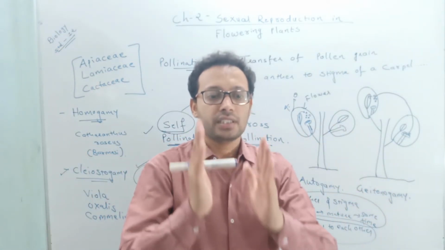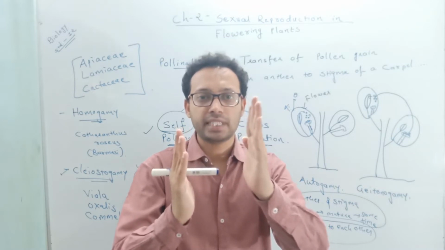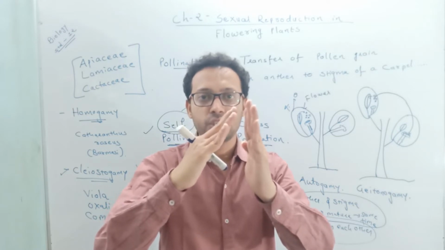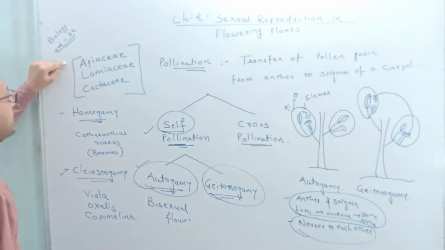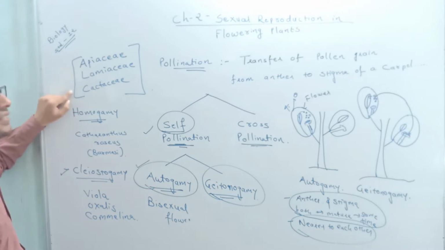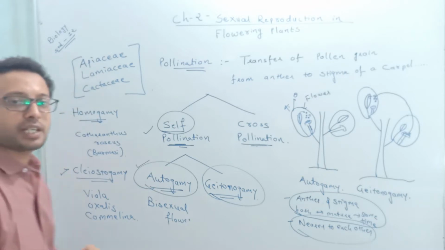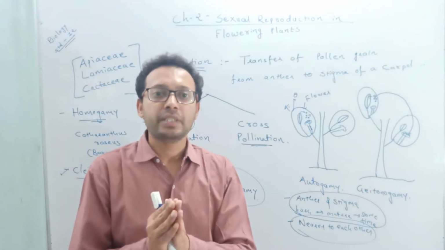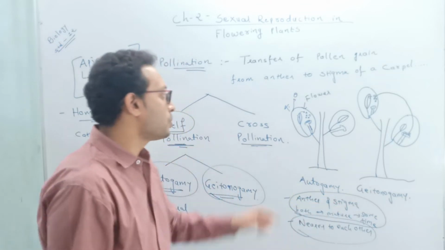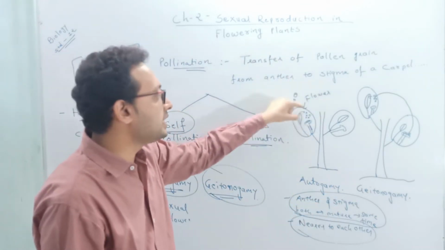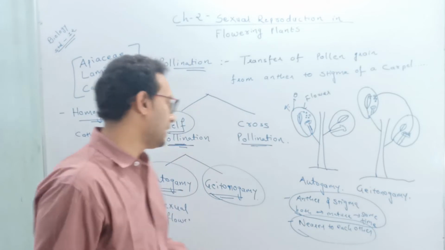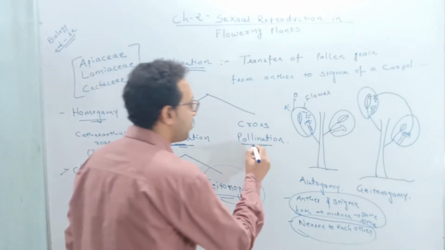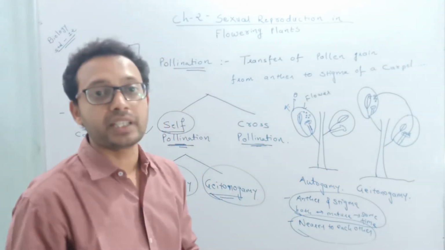Okay, how does it occur? The style. Suppose assume that this is a stamen and this is a carpel. Here the style gets bent towards the anther, so they come nearer to each other, and that is observed in which plants? Apiaceae, Lamiaceae, and Cactaceae family plants. Third is cleistogamy, that also promotes self-pollination. In cleistogamy, or a cleistogamous flower, the flower never opens up. So the pollen grain doesn't go outside, it remains inside the same flower, and so that also promotes self-pollination. Clear?